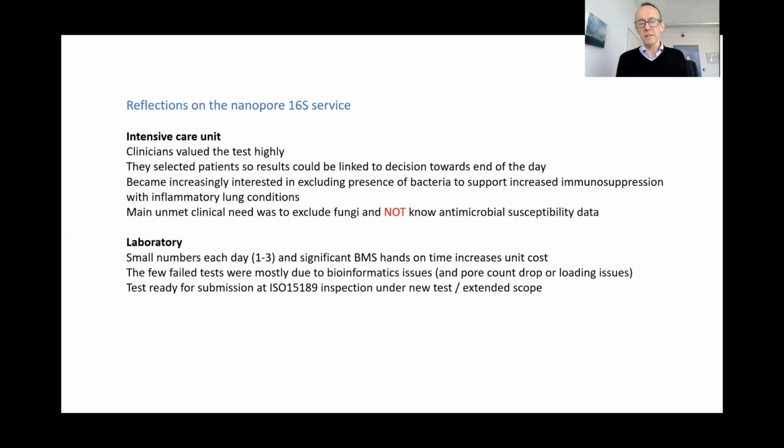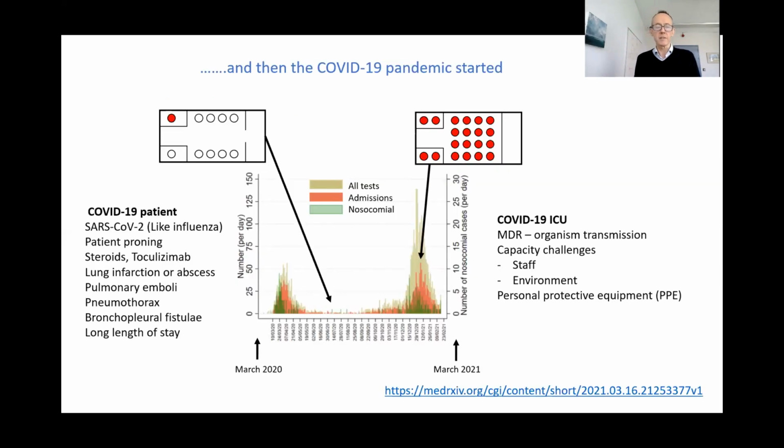From the lab side, we could only do a few a day, 1 to 3. That's not going to work. We need to scale up. It's also significant biomedical scientist hands-on time that increases the unit cost. We had a few failed tests due to bioinformatic issues and a couple where the pore count dropped on the flow cell and loading issues. But by and large, I think probably about 90 to 95% of the tests went through that day. It was ready to go for ISO 15189 accreditation.